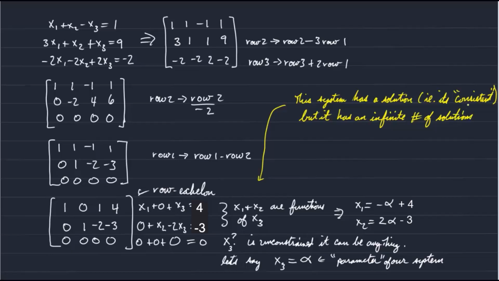And the number of solutions is based on the infinite values of parameter alpha. In our situation, in this system, we have one parameter that determines the solutions. So this system has a one parameter family of solutions.